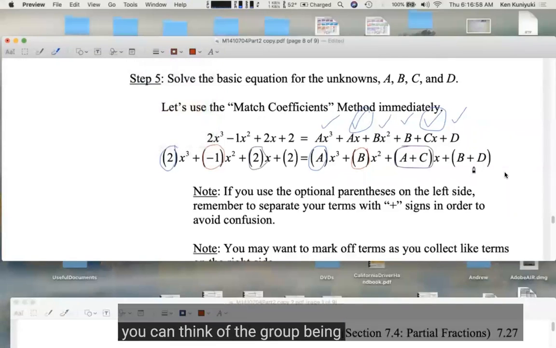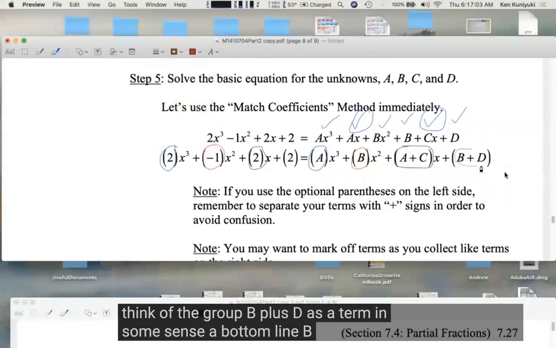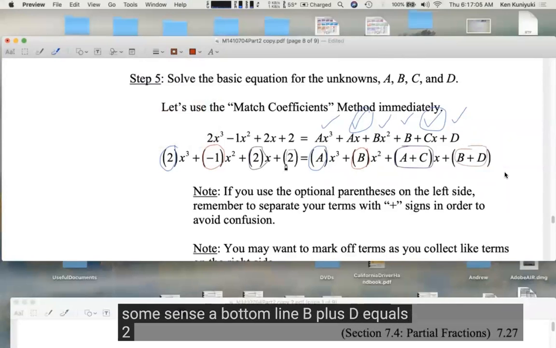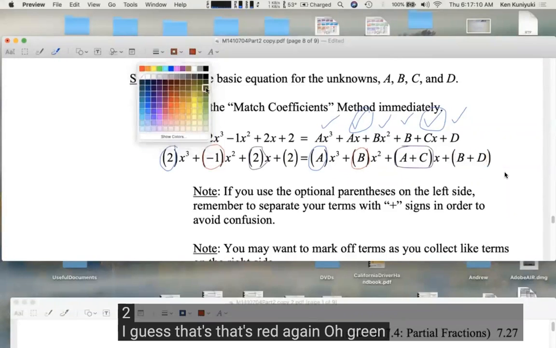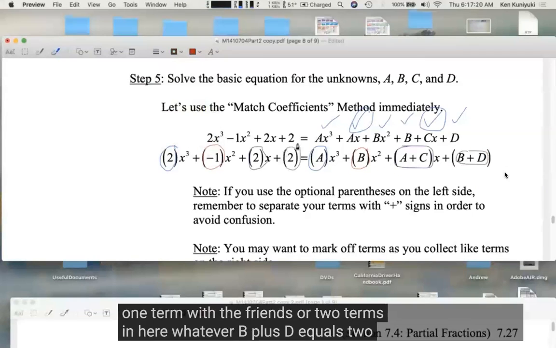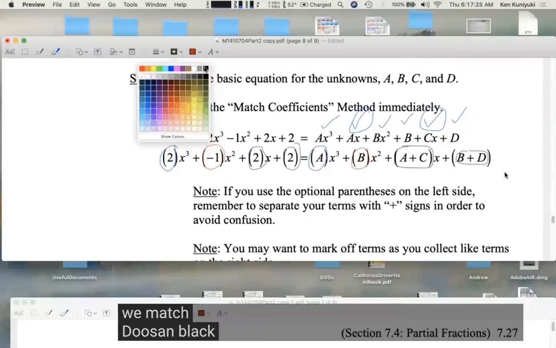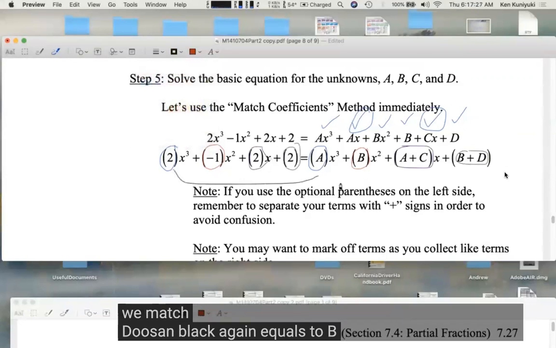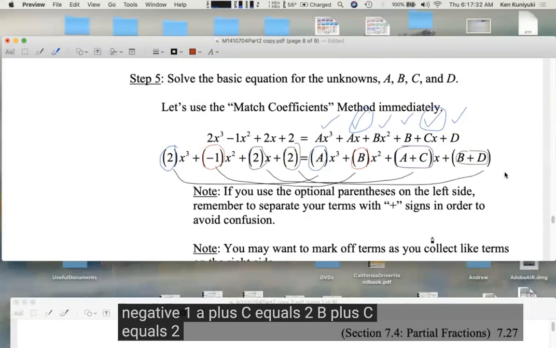You can think of the group B plus D as a term in some sense. Bottom line, B plus D equals 2. I guess that's red again. How about green? B plus D. Whether you think of this as one term with the parens or 2 terms in here, whatever, B plus D equals 2. So we match. Do this in black. Again, A equals 2, B equals -1, A plus C equals 2, B plus D equals 2.